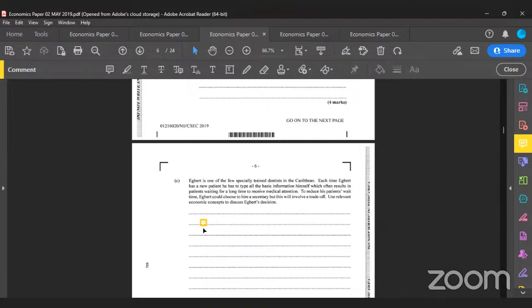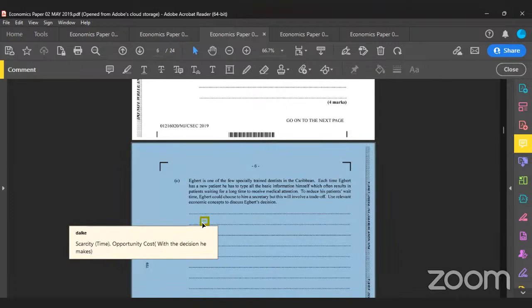So, what I came up with based on this question was that it displayed the biggest concept in economics, which is scarcity. So Egbert's time is scarce, right? So instead of typing, he can delegate that task to someone else, or he can type himself. However, if he types himself, the patients have to wait a long time. So there's an opportunity cost there for typing.